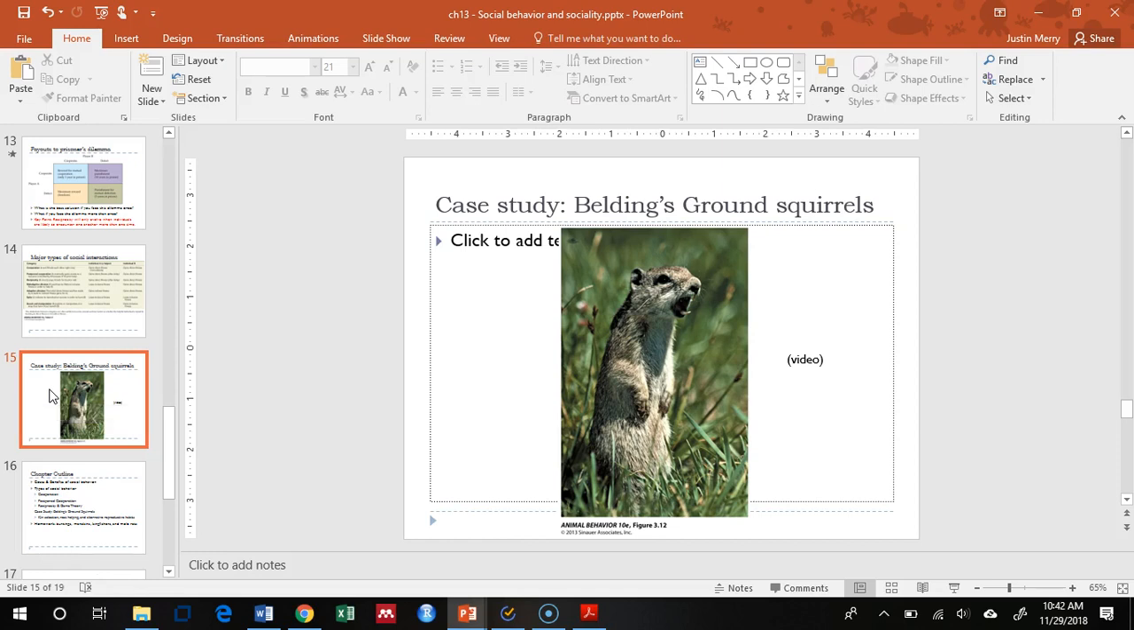So the puzzle for our case study will be to try to understand why individuals are performing alarm calls, because it seems like a thing where they're paying a cost, they're making it more likely they're going to get killed by a predator for the benefit of other individuals in their group. So that's going to be our goal for Tuesday.